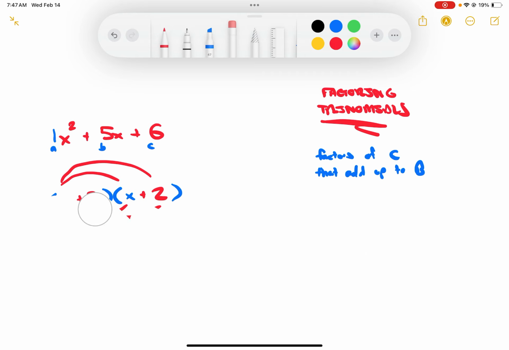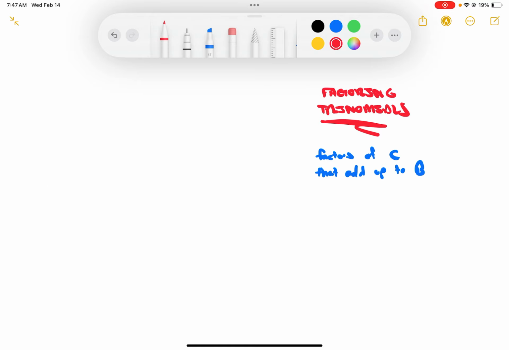We'll erase this, keep that little tidbit in blue. And how about, and I'm just making these up on the fly, minus 10x minus 24. Okay, now in this case, my b value is negative 10. Do not forget about the negative signs. And my c value is negative 24. So I need factors of negative 24 that add up to negative 12.